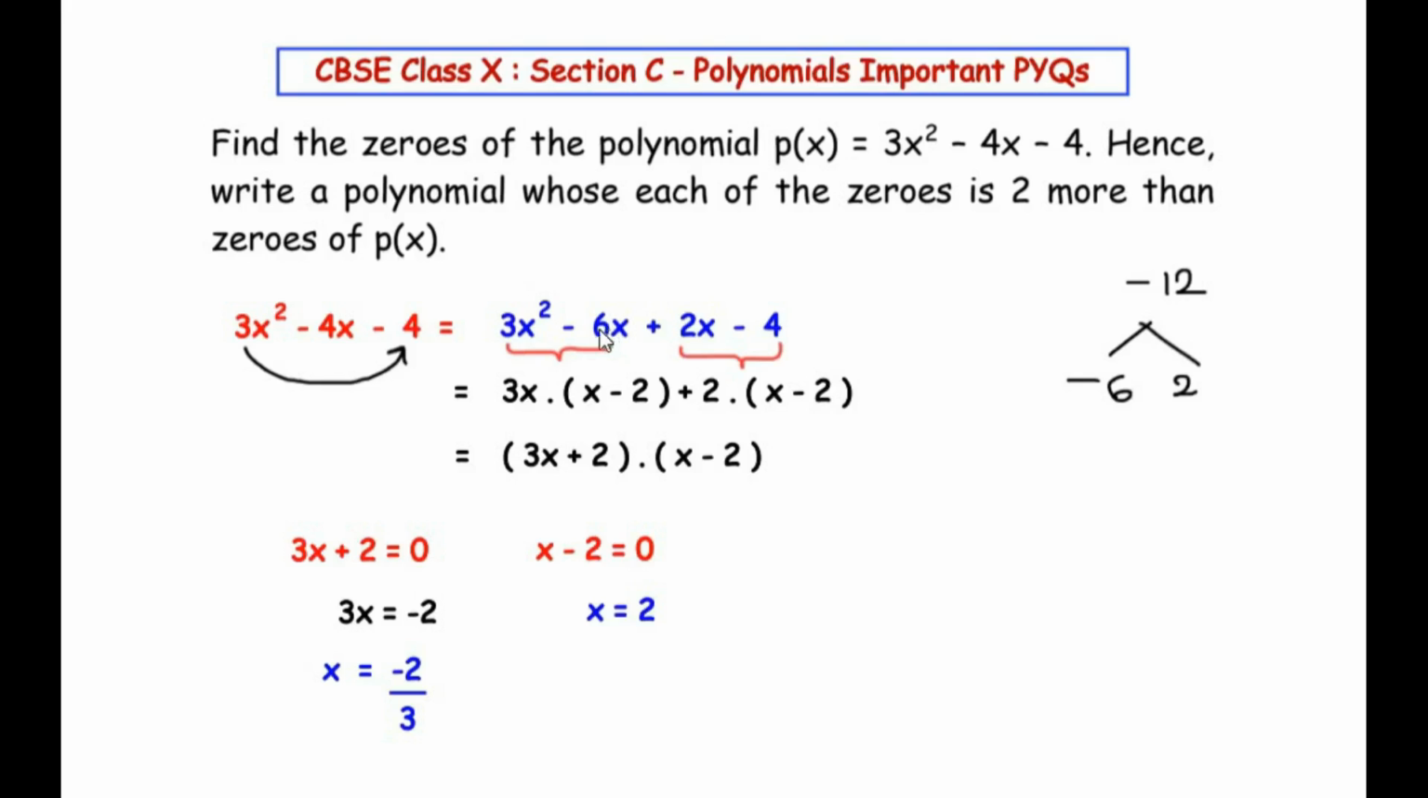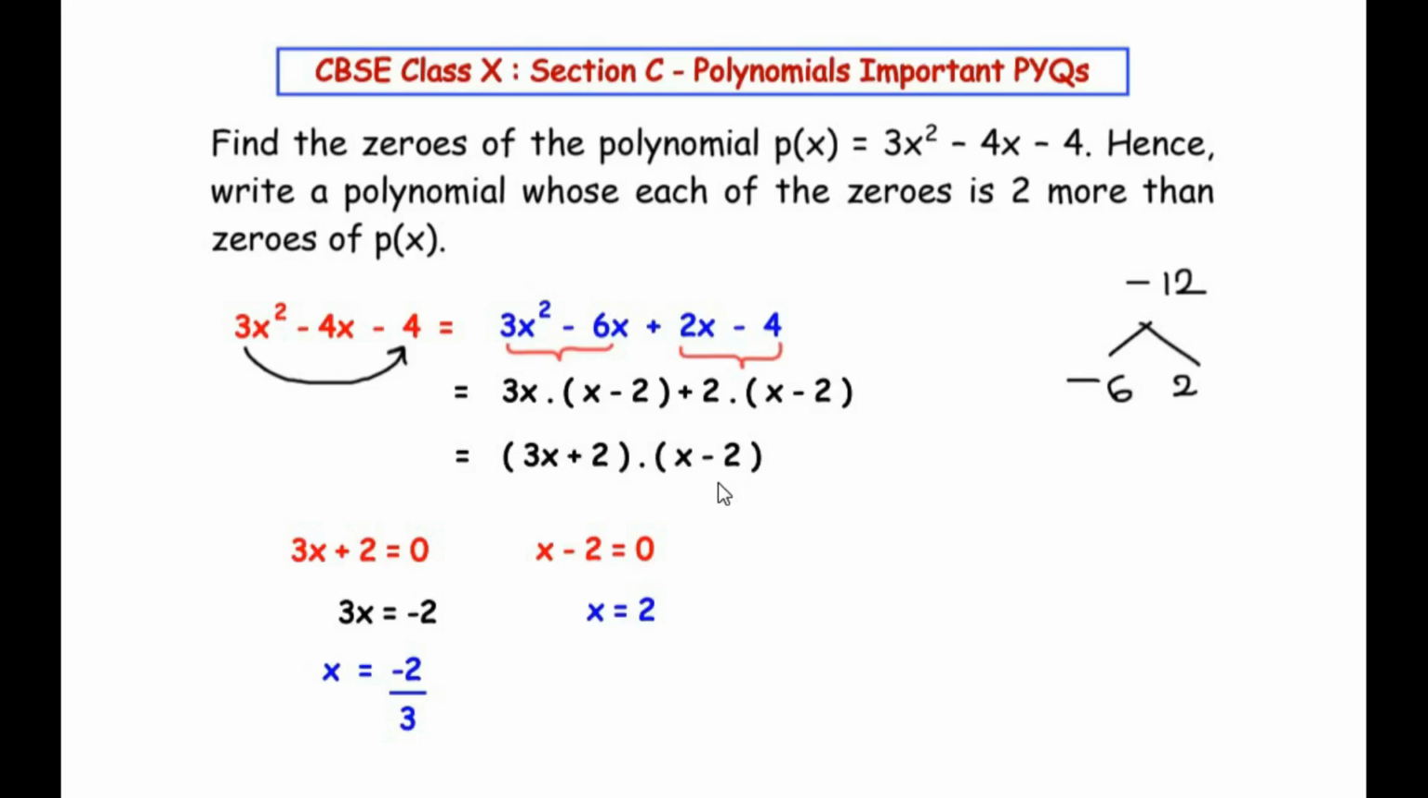So in the first group we can see that 3x is a common factor. So we have taken it out and it gets multiplied with x minus 2, the remaining factors. And in the second group, plus 2 is a common factor. So we have taken it out and inside the bracket remains x minus 2. Now x minus 2 and x minus 2, they are common factors. So we have taken them out and the remaining factors now become 3x plus 2. So the two factors we get here are 3x plus 2 and x minus 2.